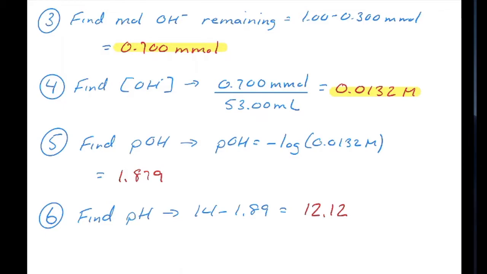Now there's a couple different ways you can use to find the pH. I chose this way, so I first found the pOH, take the negative log of the concentration of OH- to get a pOH of 1.879, and then the pH is just going to be 14 minus 1.88, and that's going to give us a pH of 12.12. So that makes some sense. Remember, initially we had a pH of 12.3. Now we have a pH of 12.12. So the pH has decreased a little bit because we've added a little bit of acid.